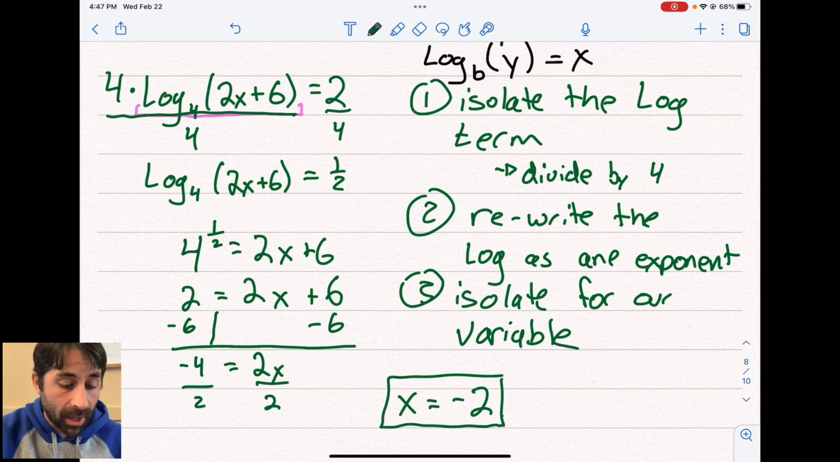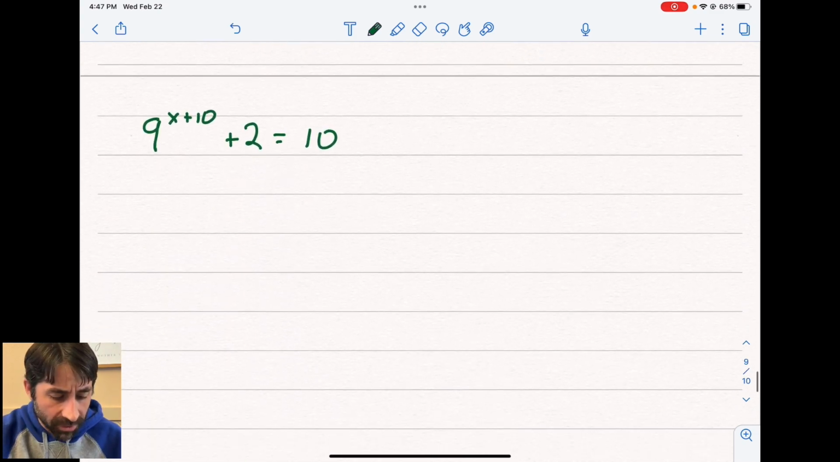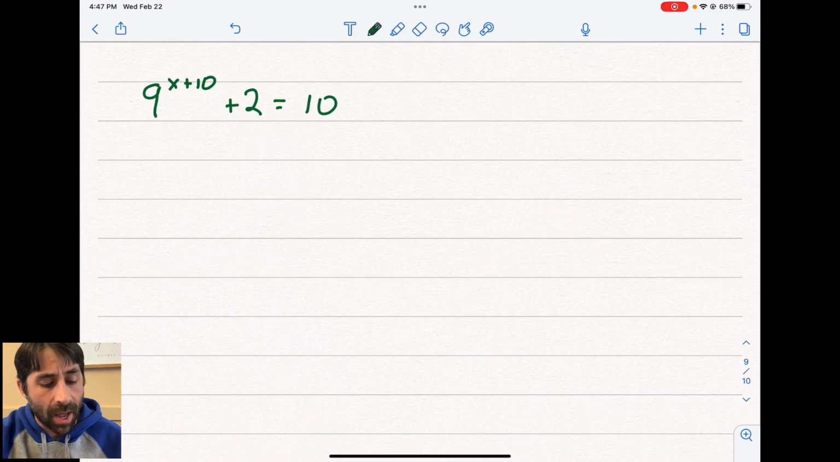Of course, I can check that by putting it into your favorite calculator, whether it be Desmos or a TI-84. Either one will work. So that's solving log equations. Let's take a peek at how this changes when we solve an exponential equation. We've got an exponential equation down here: 9 raised to the x plus 10 power plus 2 is equal to 10.